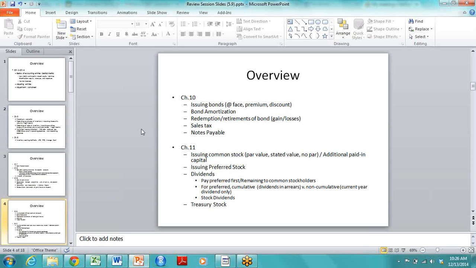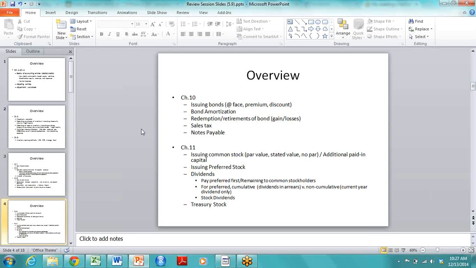Then we get to Chapter 11, and again, this is another big chapter, and it goes through corporations and a lot of the accounting for the equity section of the balance sheet. Chapter 11 talks about when we issue common stock and how we record those entries.